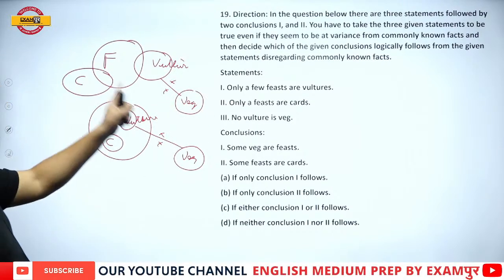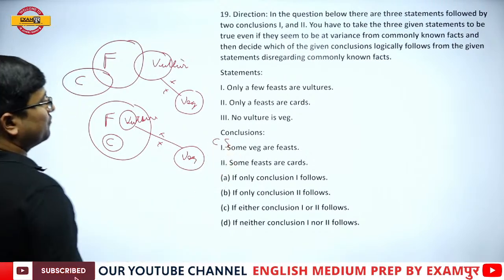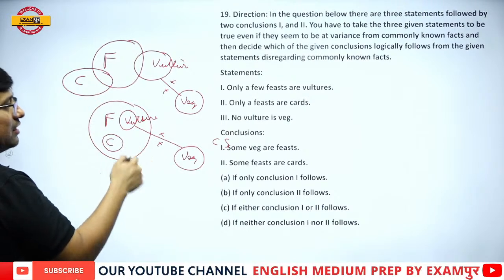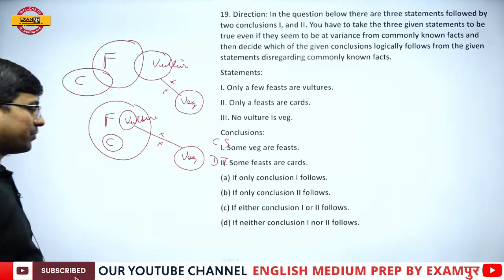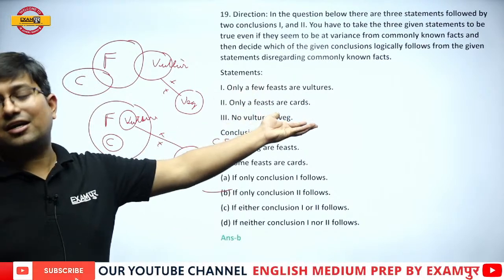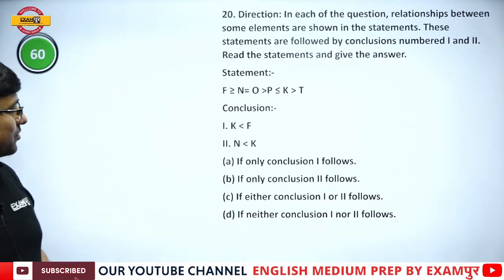Now, some wags are feasts. Can't say. Some wags are feasts. Can't say. Some feasts are cards. Definitely true. Okay. Some feasts are cards is definitely true. Option number B, only second follows, because it is telling only a few feasts are cards means what? There is some part of feast which is card and some which is not. All right. Option number B.